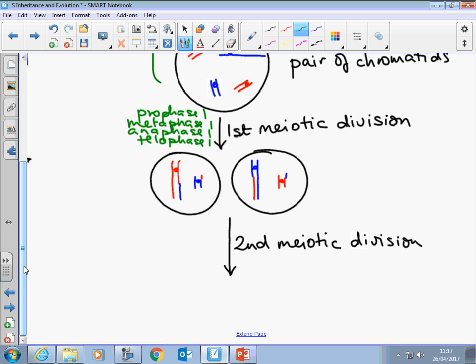And it's usually shown using Roman numerals for 2 rather than Arabic 2. So we have prophase 2, metaphase 2, anaphase 2, and telophase 2.